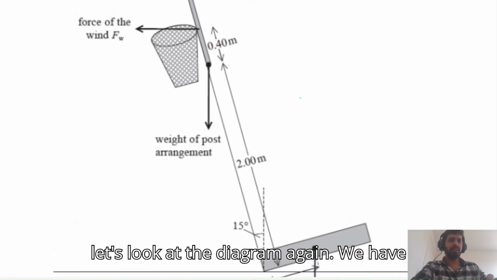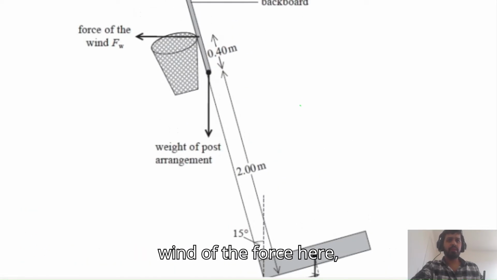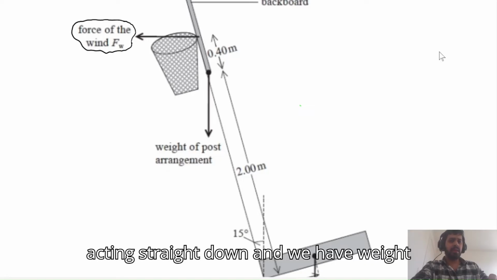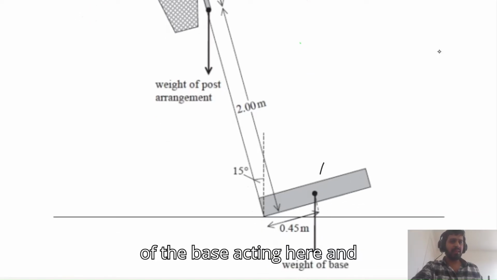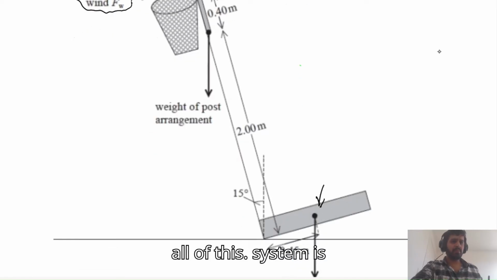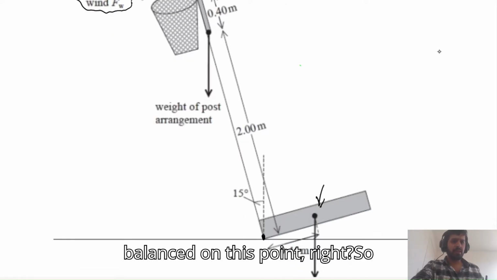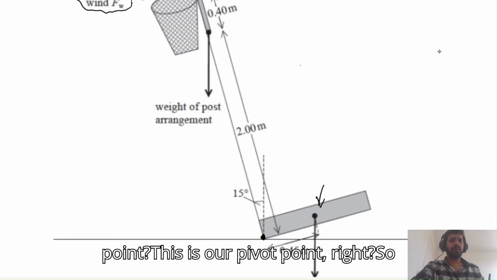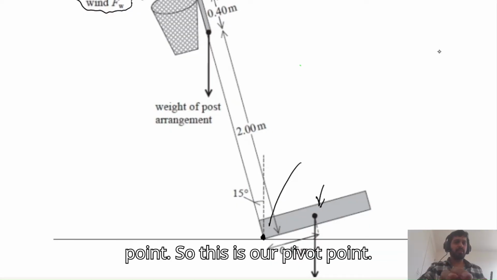So let's look at the diagram again. We have the wind force here, Fw, and the weight of the post acting straight down, and we have the weight of the base acting here, and all of this system is balanced on this point, right? So the first question, where is our pivot point? This is our pivot point, right? So the whole thing is rotating about this point.